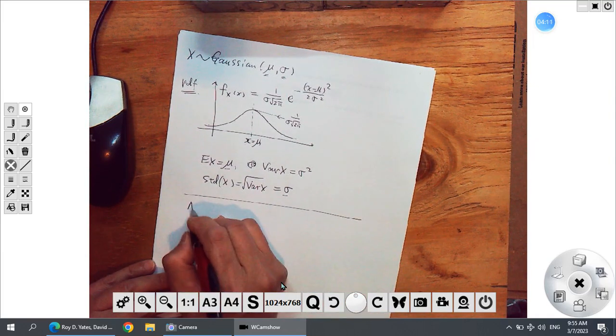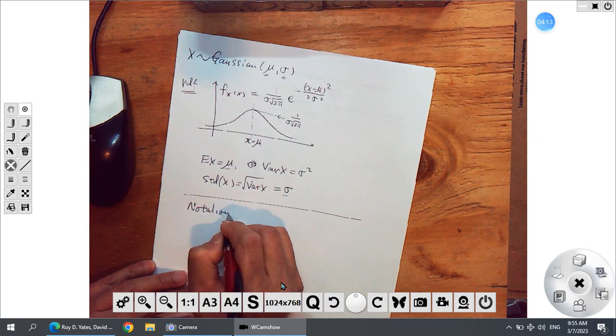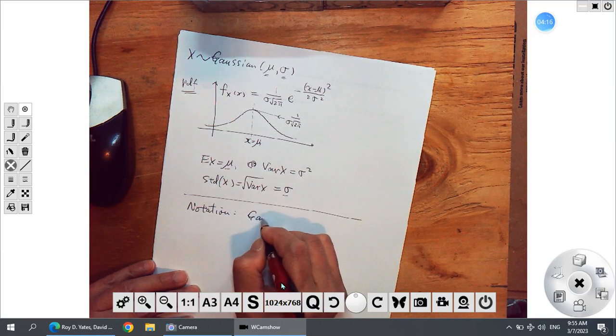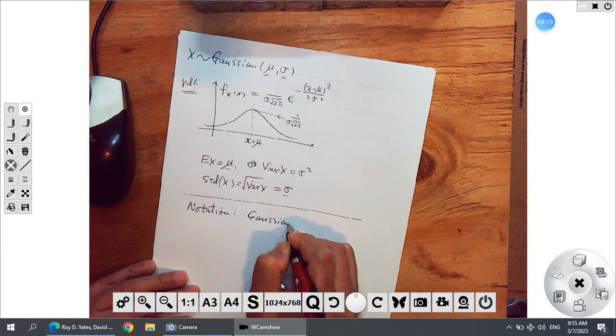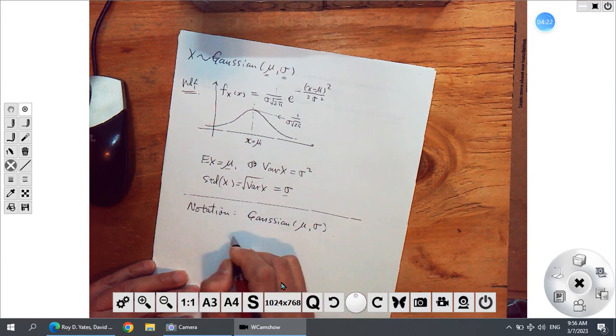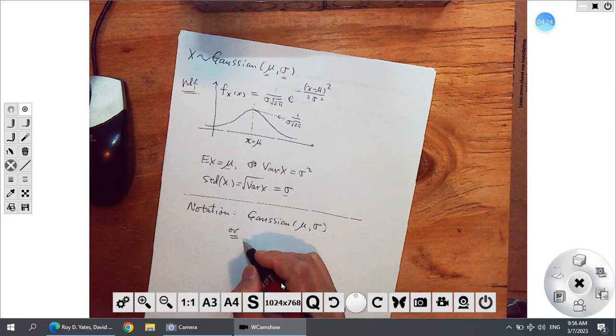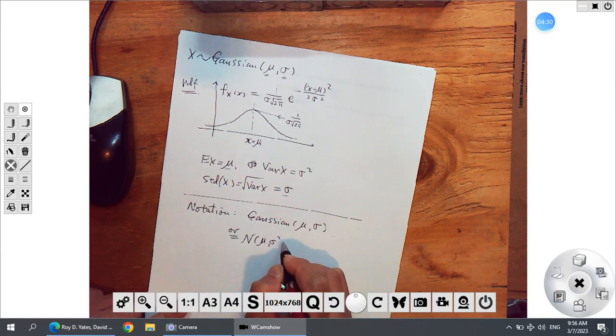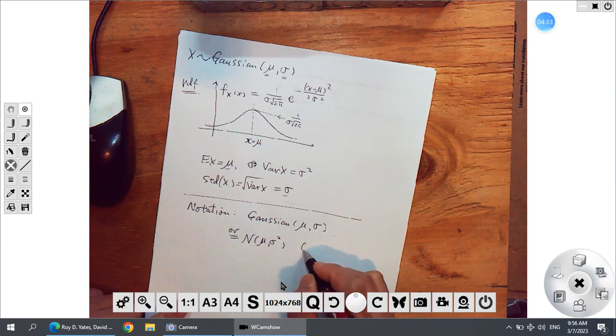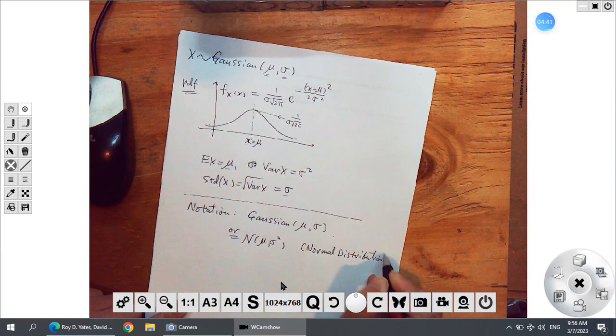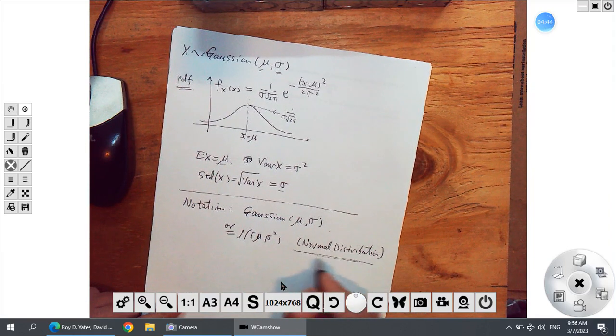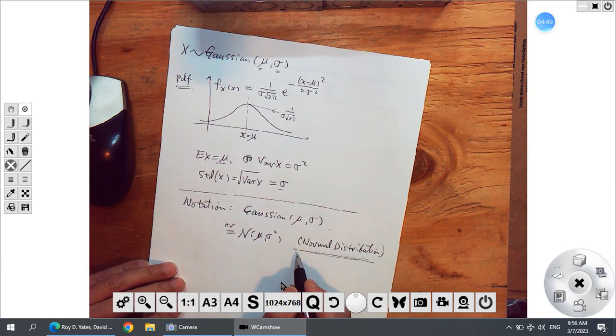Okay, the notation. In our textbook we write it in this way. It's Gaussian mu sigma, or if you check online, you can see this notation is just N of mu and sigma squared. We call it the normal distribution. Actually, this one is more commonly used. People prefer to call this the normal distribution. Yeah, you can also call it Gaussian.